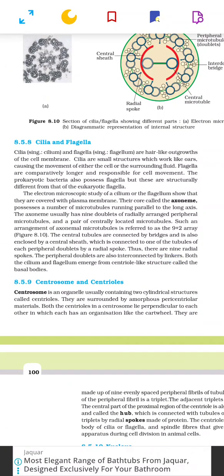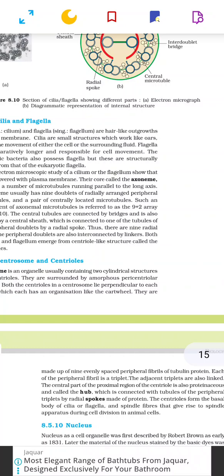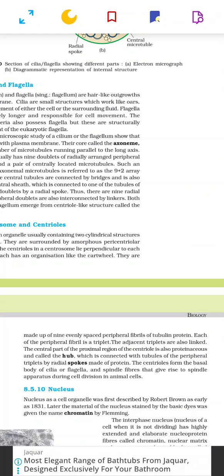Now, centrosome and centriole. A centrosome is an organelle usually containing two cylindrical structures called centrioles. They are surrounded by amorphous pericentriolar material. Both the centrioles in the centrosome lie perpendicular to each other, and each has an organization like a cartwheel. They are made up of 9 evenly spaced peripheral fibrils of tubulin protein. Each peripheral fibril is a triplet. The adjacent triplets are also linked.